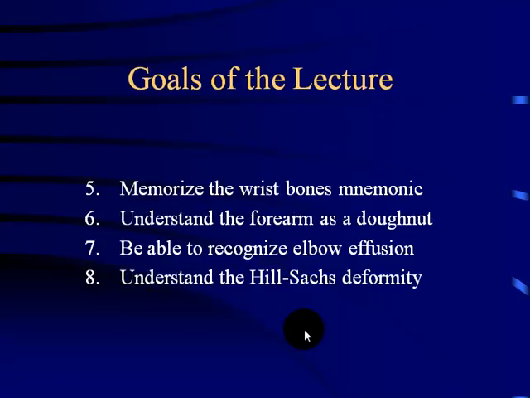Number 5, there are many bones in the wrist. There are 8 of them, and hopefully I've given you a dirty way of remembering what those 8 bones are.